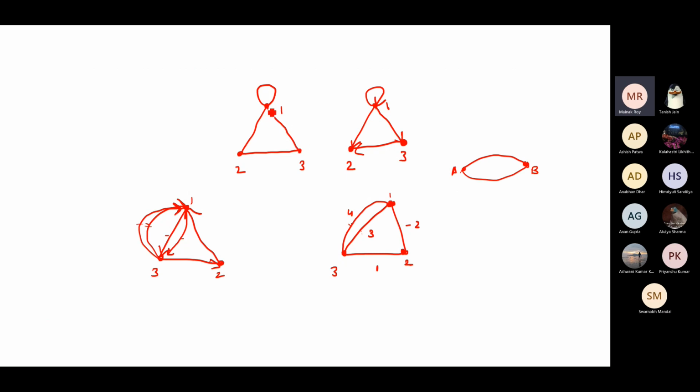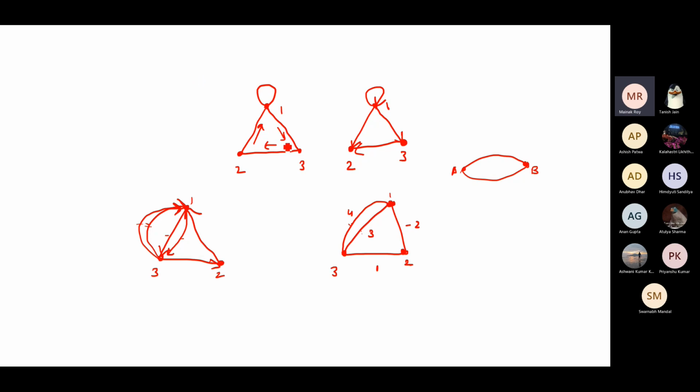So, you start walking from 1, you go to say 3. After that, you go to 2, and then from 2, you go back to 1. So, you have just completed a tour of these three vertices and you have ended back at the same vertex. So this is called a cycle. But the important point is that you cannot repeat any edges or vertices.